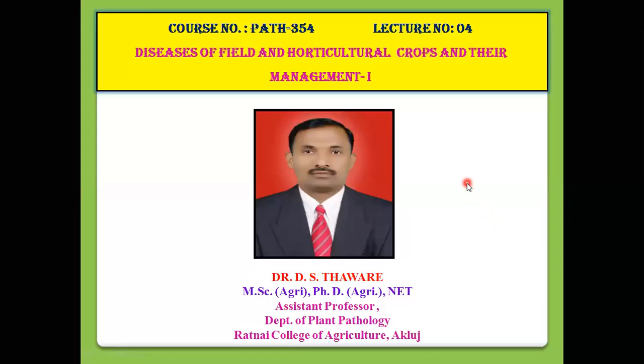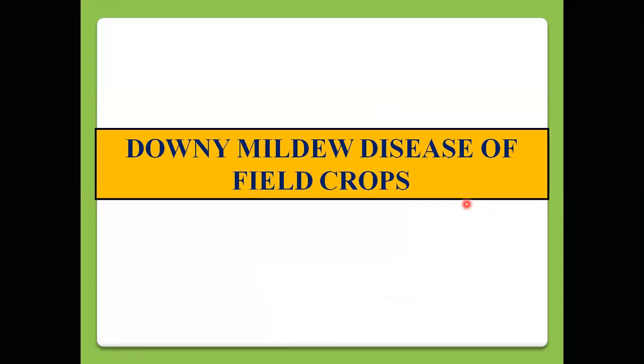Welcome to the fourth lecture of the fifth semester course, that is PAP 3.4. Title of this course: Disease of Field Crops and Horticultural Crops and their Management. Today we discuss downy mildew diseases in field crops.